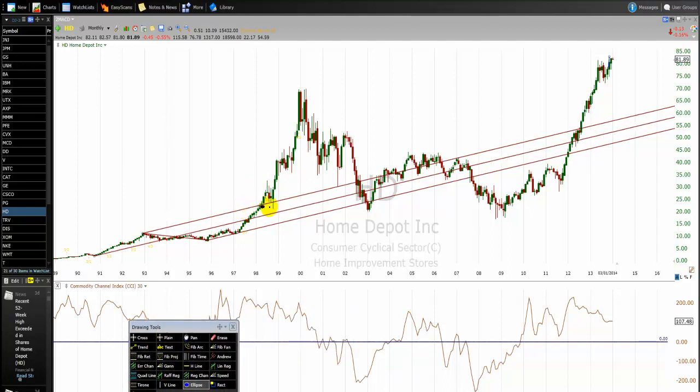See, the edge of my pitchfork tool is a hidden resistance level. Though we can't see any horizontal resistance level here, the upper end of the pitchfork tool is a resistance zone. So that is one of the roles of the pitchfork tool. I'll show you first how to use the pitchfork tool.